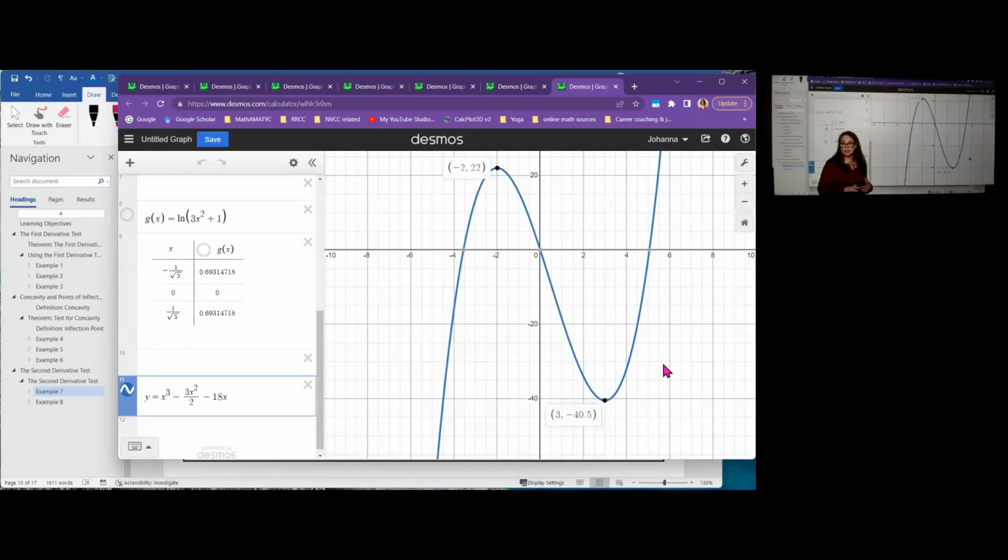Again, if it turns out that the first derivative is 0 and the second derivative is positive, it must be a relative minimum. If the first derivative is 0 and the second derivative is negative, it must be a relative maximum. If the first derivative is 0, but the second derivative is 0, we don't know. Then we have to go to the graph and do the first derivative test.